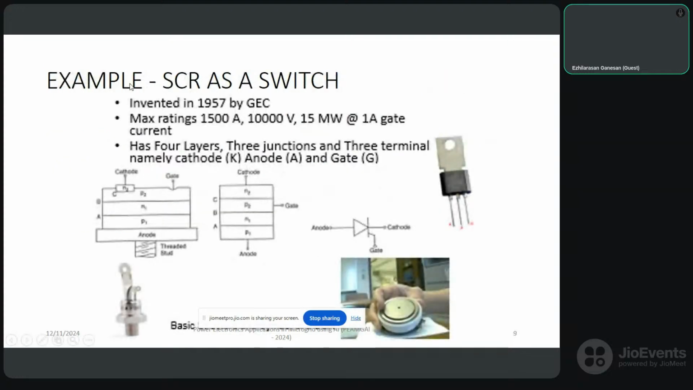An example of a switch is the SCR. You can see an SCR on the right hand side. You can see a bigger SCR, which is used for energy transmission, HVDC systems and all. It has cathode, anode, and gate. The symbol is similar to that of a diode. The only thing is there is a control terminal called the gate.